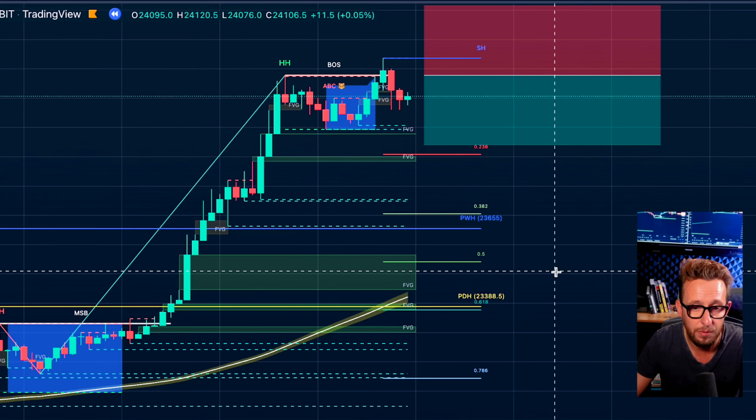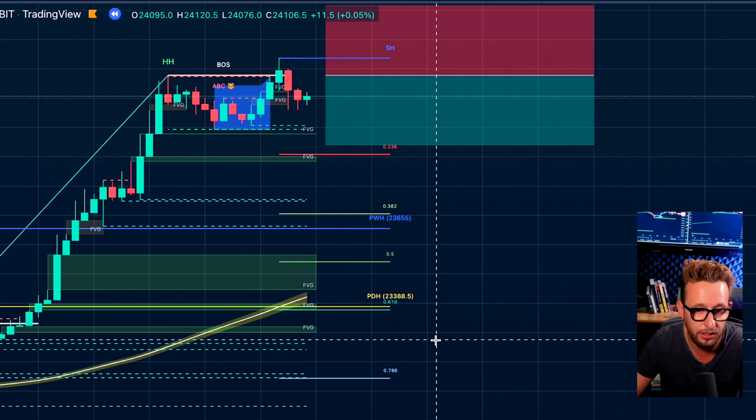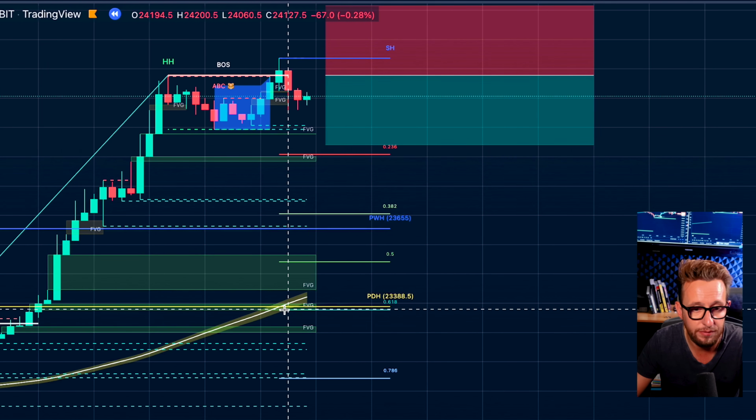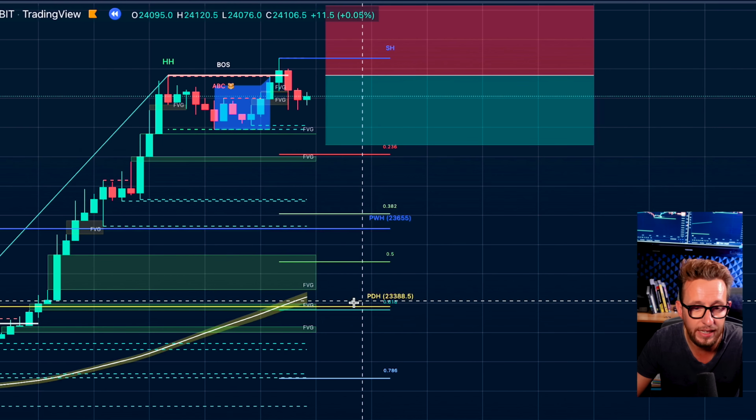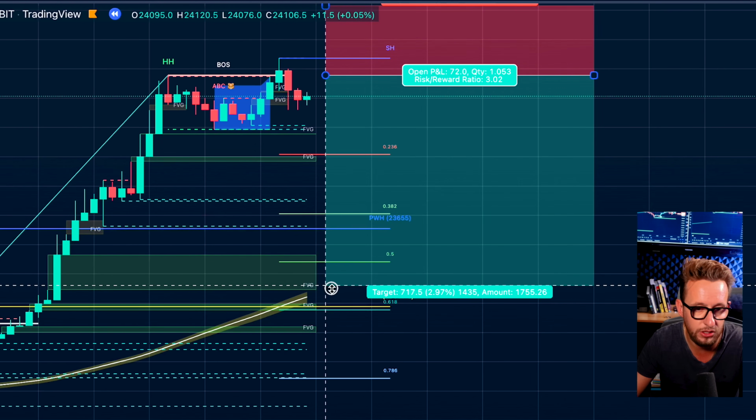Another last thing that I will be looking for is the Fibonacci levels of our swing high, swing low. And with the Fibonacci levels, if the 0.618 is close to a fair value gap, it just gives me a little bit more confidence in that trade.